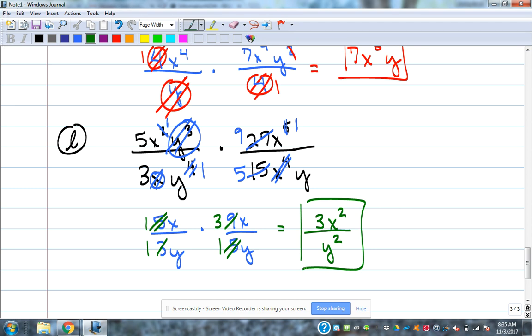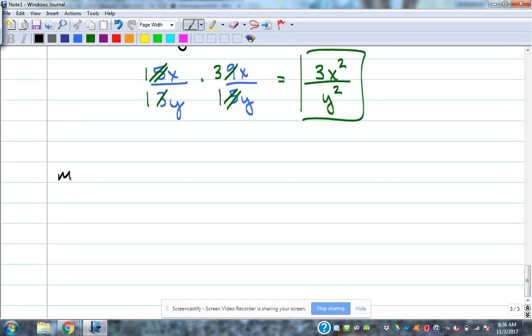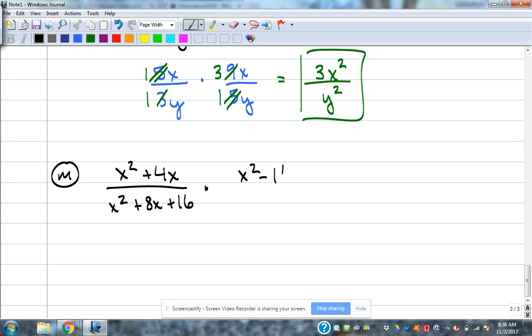I think these are more difficult than the polynomials that we're about to do because there's more parts to them. The polynomials, it's back to what we've already done. It's factoring. So let's look at some polynomials for multiplying. X squared plus 4x over x squared plus 8x plus 16 times x squared minus 16 over 5x. So we're taking a couple of polynomial rational expressions and we're multiplying them together.